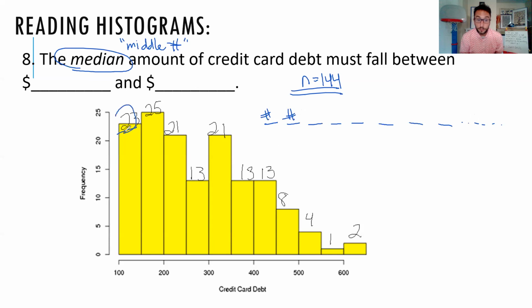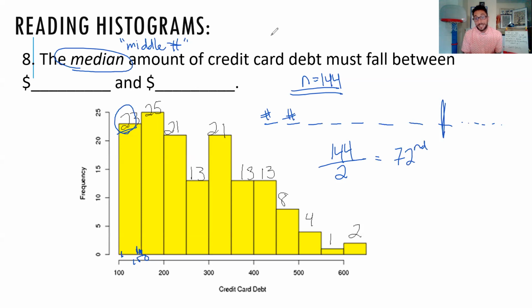I know these first 23 data values are between $100 and $150. But I can't determine their exact value just from a histogram. So there's no way we can get the exact median because we cannot reproduce the actual exact original data set from this graph. But what we can think about is this middle number. The middle, right, we got to cut this list in half. So if we do that, if we had 144 numbers and cut that in half, that tells us that the median is going to be around the 72nd data value.